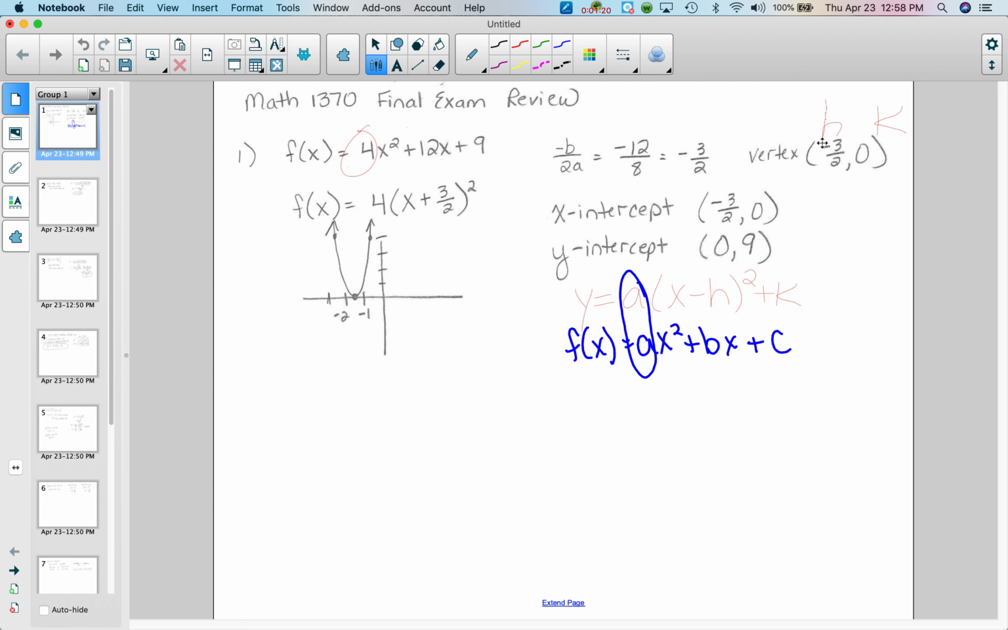You are asked to identify the vertex, which I have here. Find the x and y intercepts you're asked to find. So to find the x-intercept of any function, you let y equal 0 and solve for x. Well, it happens to be the vertex. To find the y-intercept, you let x equal 0. So you plug in a 0, you get 9, and that is the y-intercept. That is everything you were asked to find. So then that problem would be done.